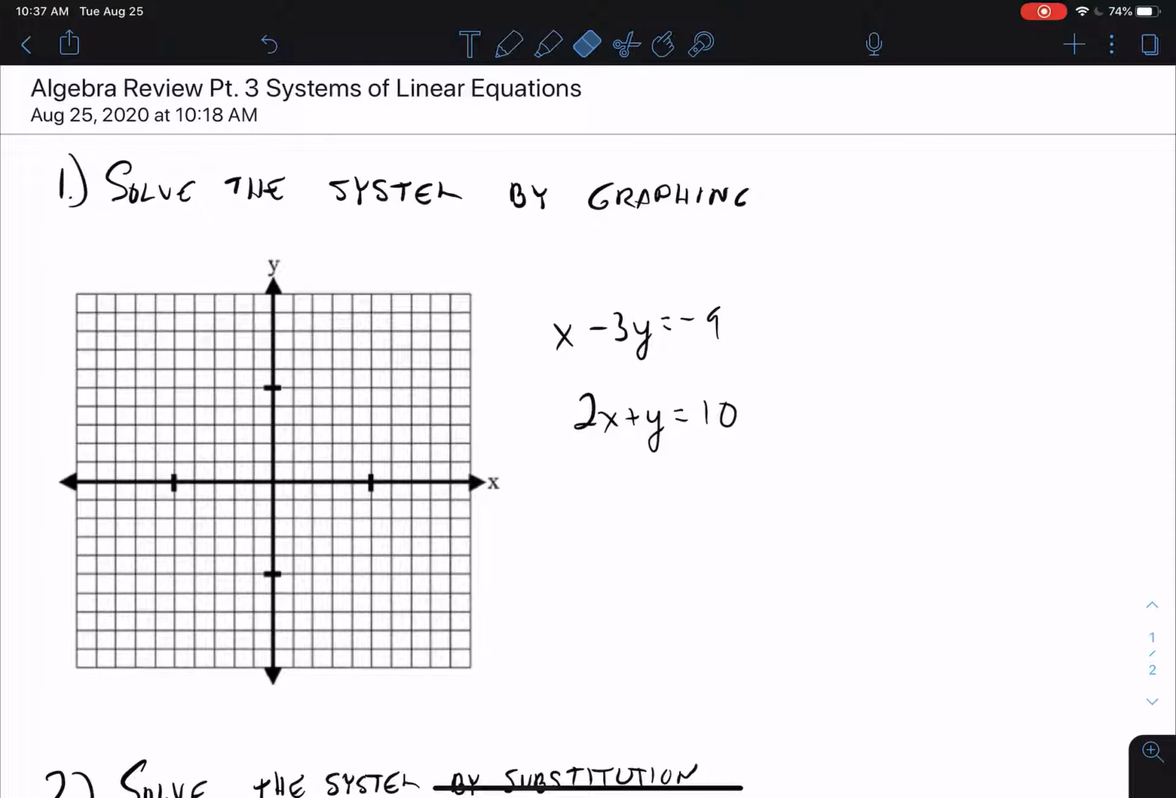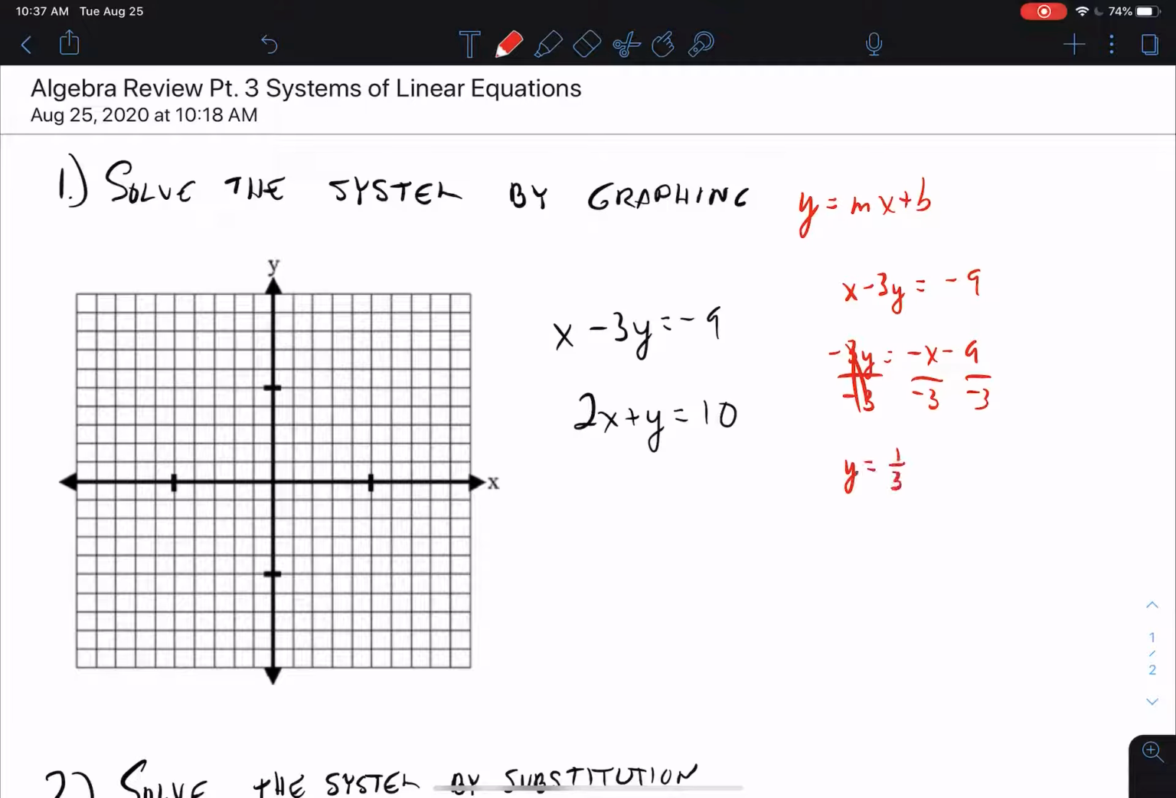Okay, so if I want to solve by graphing, first off we got to get these into slope-intercept form. If you remember, slope-intercept form is y equals mx plus b. So what we're going to do is take each of these and solve each of them for y. I'm going to subtract x from both sides, and then I'm going to divide everything by -3. And that's going to leave me y equals 1/3 x plus 3.